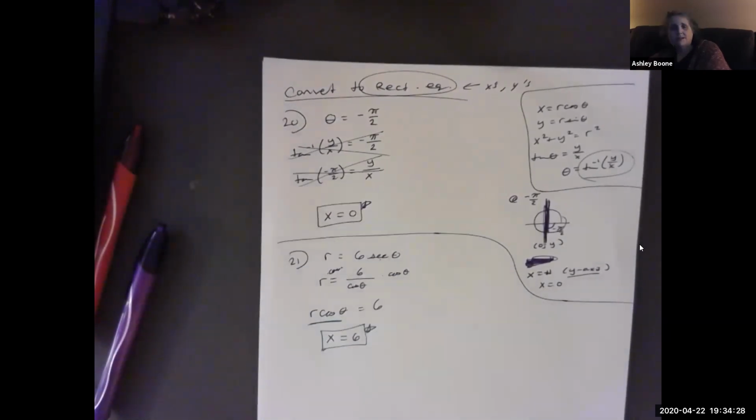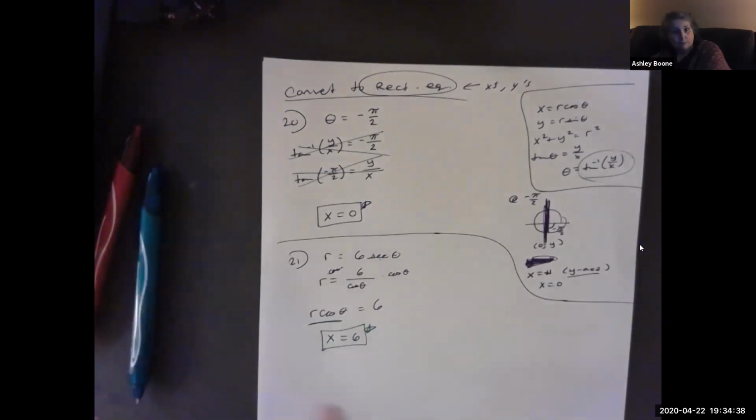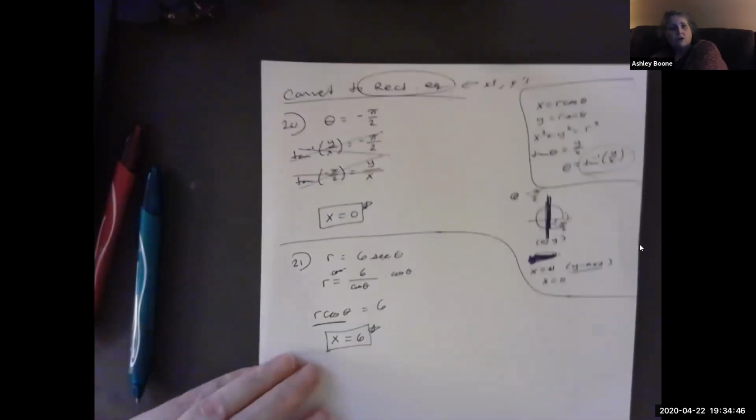That's also a vertical line. So both of those ended up being equations of vertical lines. Okay. So there's that example. Let's go ahead and look at a couple more. The last type of problems that I had given you some to try were to convert from rectangular to polar form. So the last two that we'll look at here.